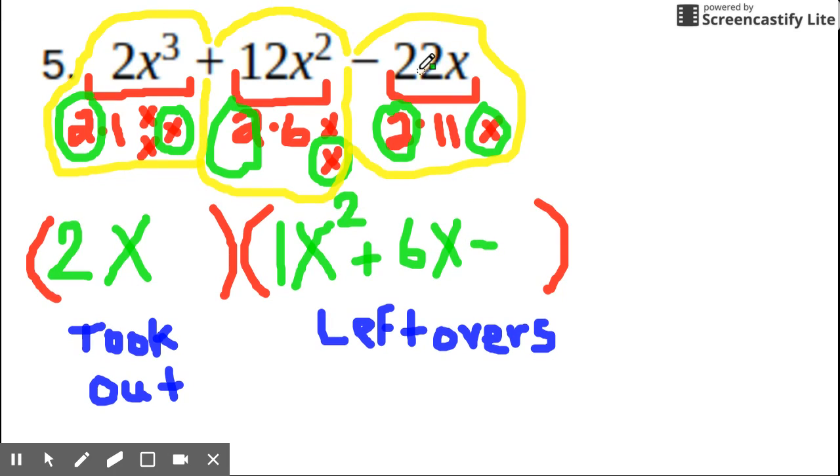And what's left in this last piece? What did you not circle in this last piece? The 11. So you're going to put 11 at the end. And this is your answer. You are done. These two parentheses are your factors. If you want to check your work, simply multiply these back together again, and you should get your original problem.